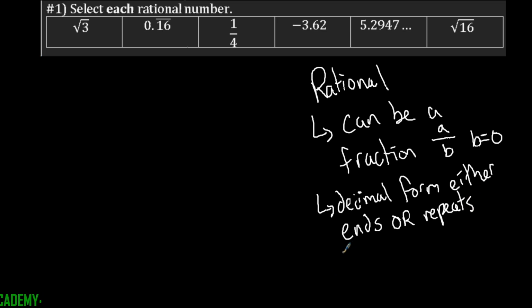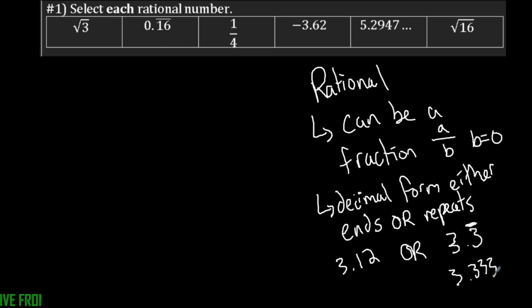That just means like the decimal 3.12. See how this ends? It stops right there. It doesn't keep going. It doesn't have the decimals after it or anything like that. Or you could say repeats, which would be like 3.3 with that little bar over it. Or you could say 3.333 and it goes on like that.